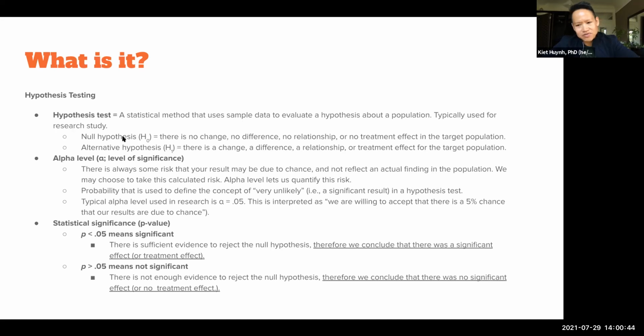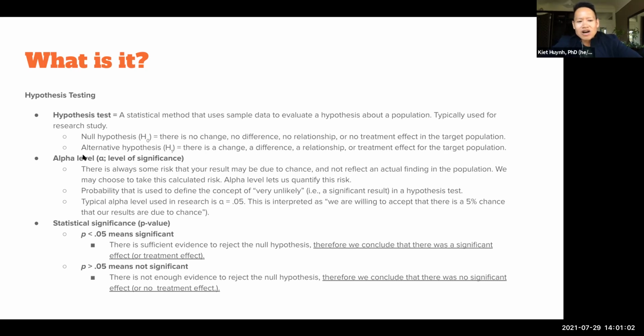So anytime you think about a research question, it's really important that you put it in this type of hypothesis format. The null hypothesis, meaning there's no change, there's no effect, and the alternative hypothesis, which is what you're interested in testing.